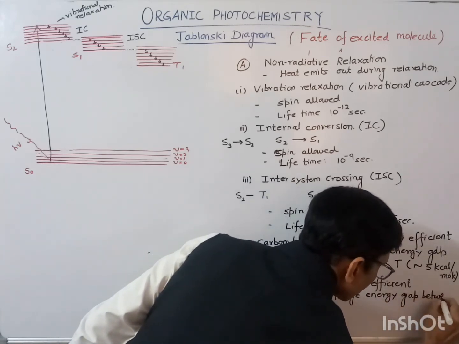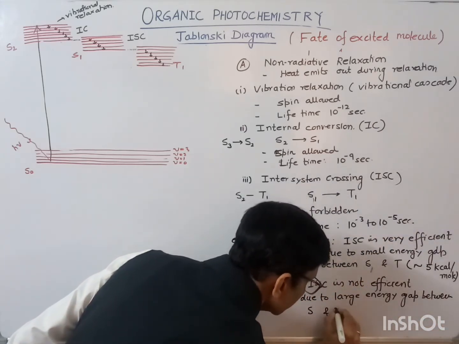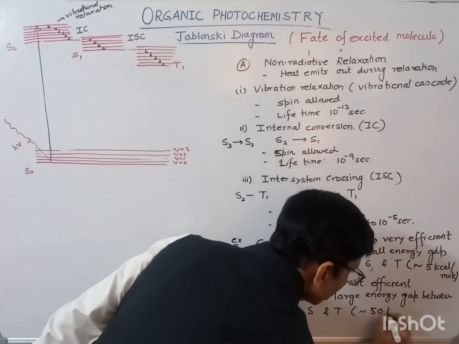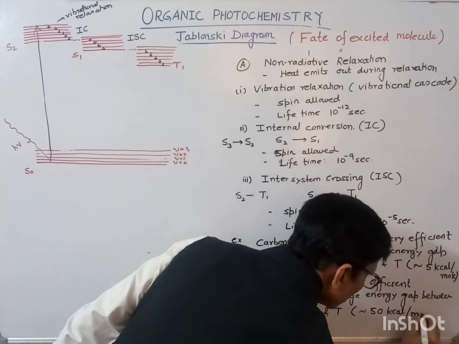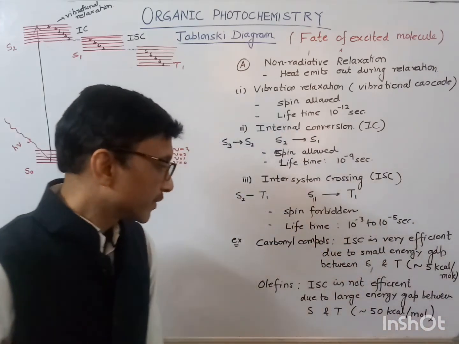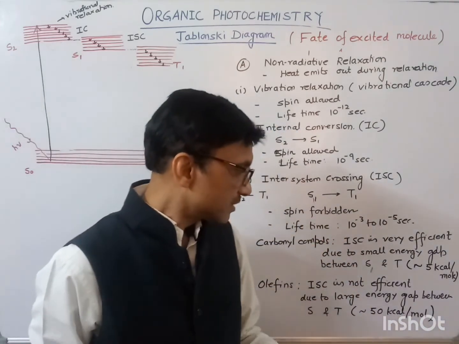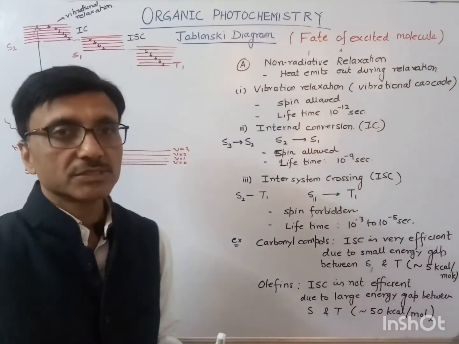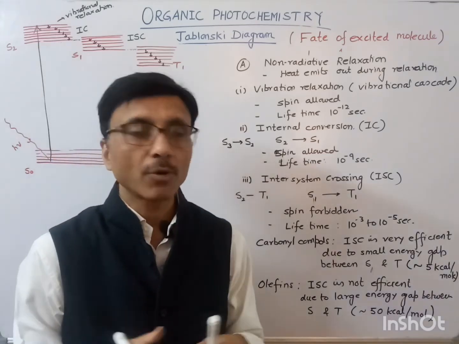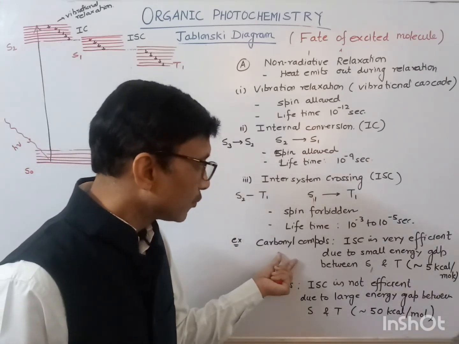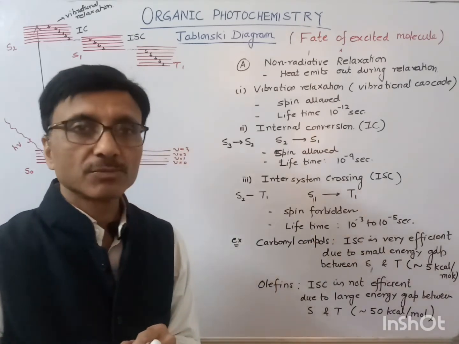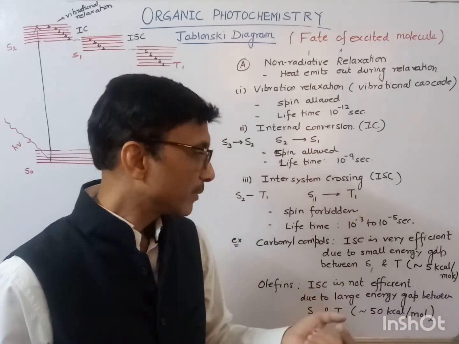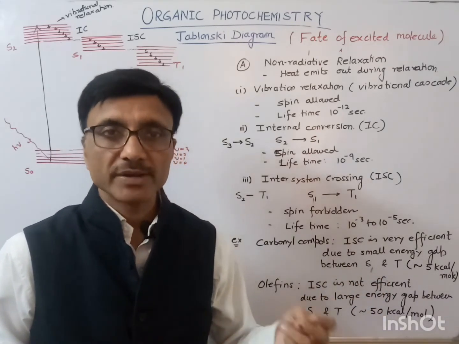between the S and T states, that is around 50 kilocalorie per mole. So that's why, due to less intersystem crossing in olefins, the T1 state is not highly populated. Here in carbonyl compounds, due to efficient intersystem crossing, the T1 state is highly populated, and all the photochemical reactions can go via the triplet state very easily.